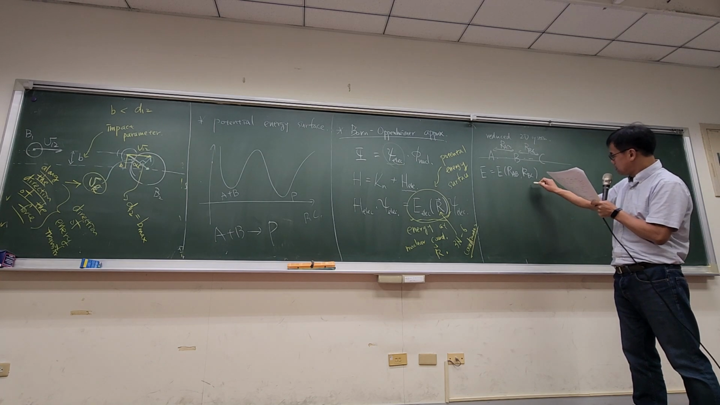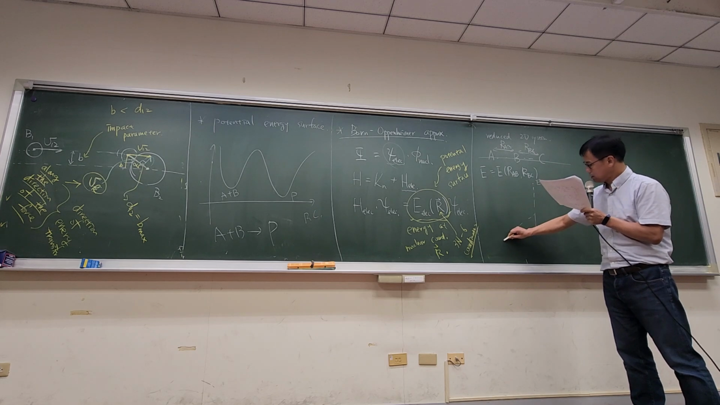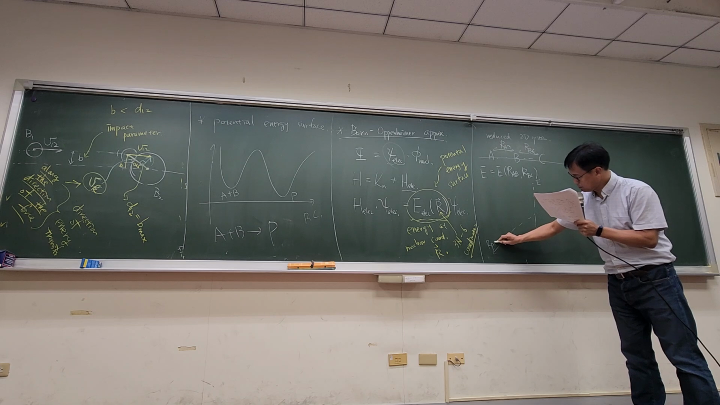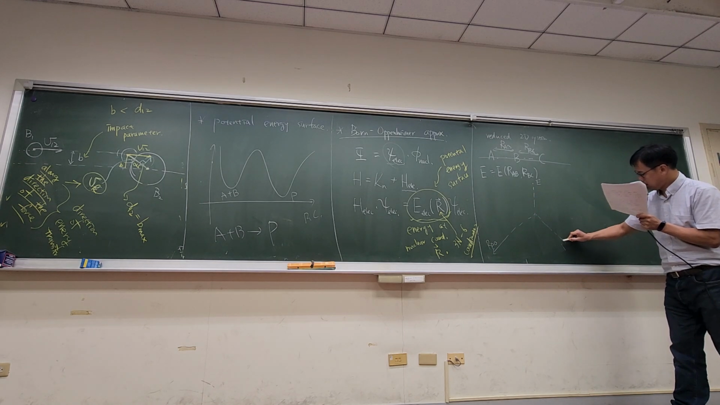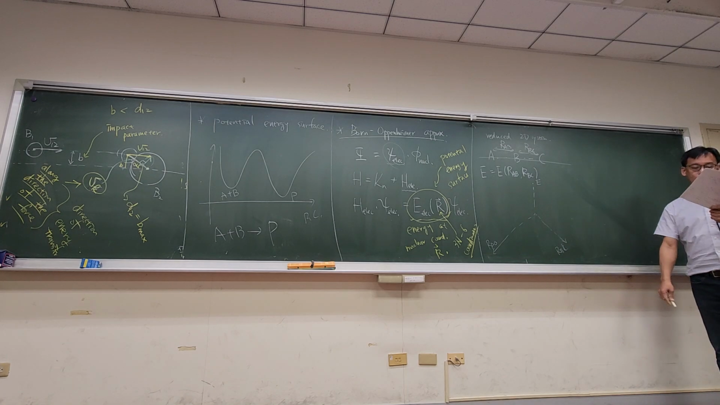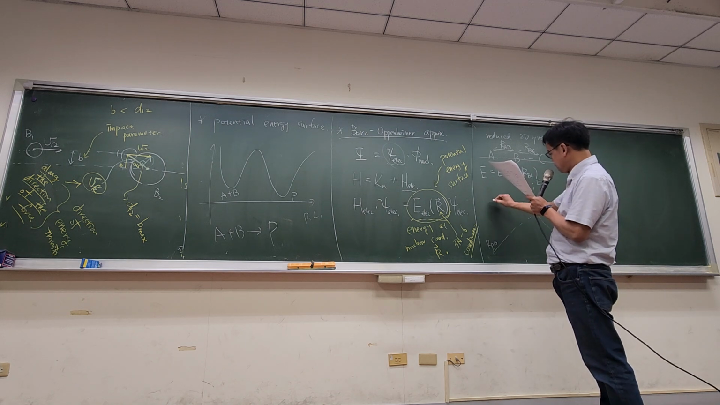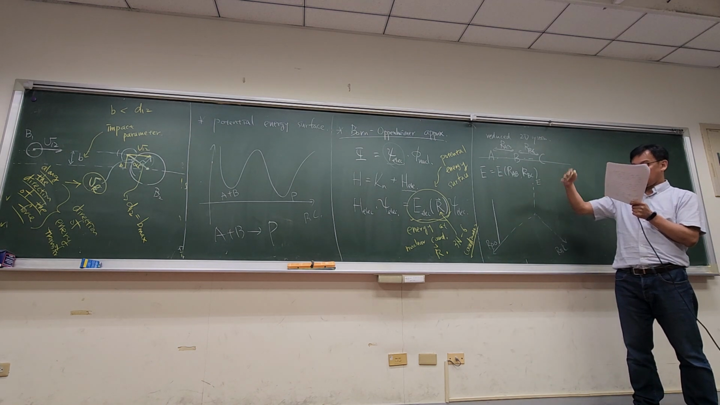Here. So let's say you have your energy, and this is R_AB, this is R_BC. Okay, let me try. So let's say you have, and let's plot this.